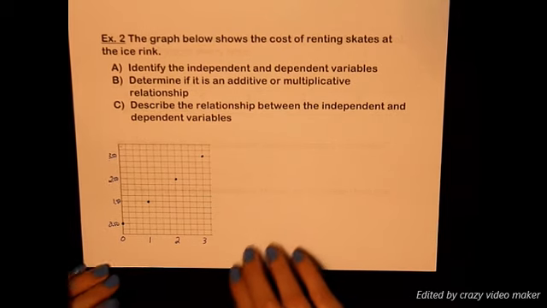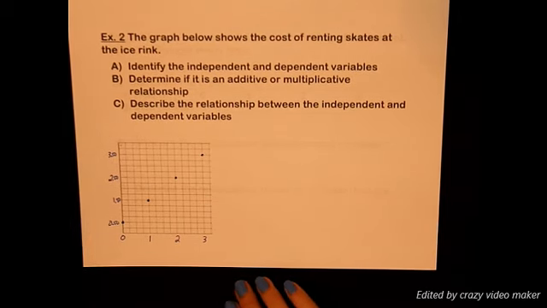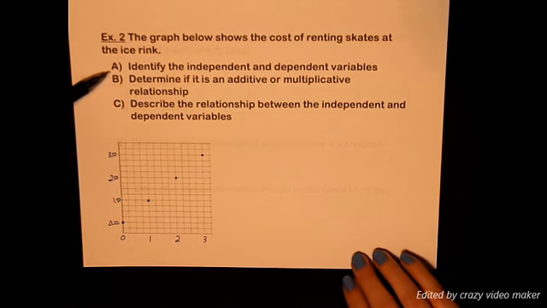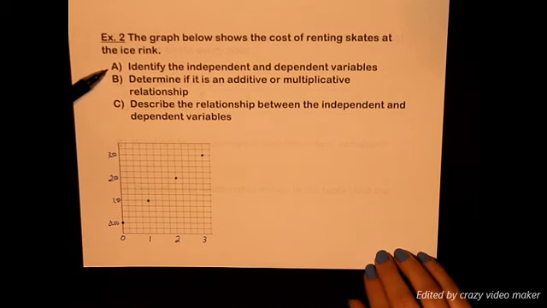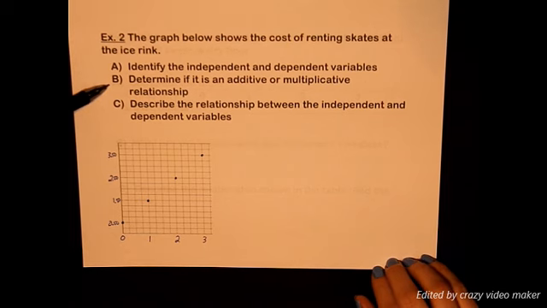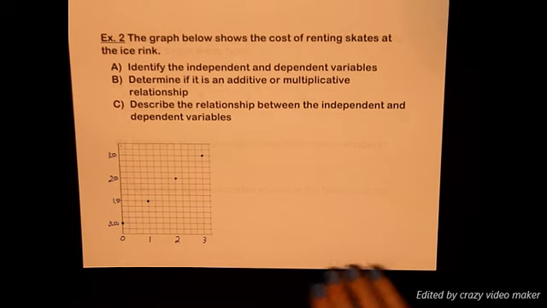Okay, so we have the graph below shows the cost of renting skates at the ice rink. And we are to identify the independent and dependent variables. We are to determine if it's an additive or multiplicative relationship. And we are describing the relationship between the independent and dependent variables.